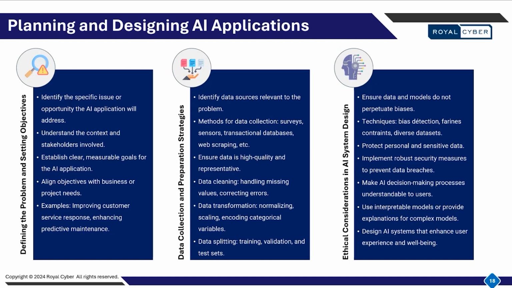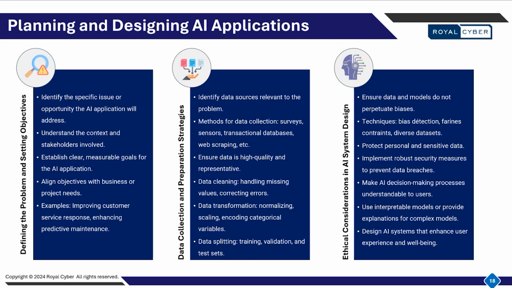Once the objectives are set, the next step is to identify the data sources relevant to the problem. Data could come from surveys, sensors, transactional databases, web scraping, or more. It is crucial to ensure that data is high quality and representative of the scenarios that AI will encounter.